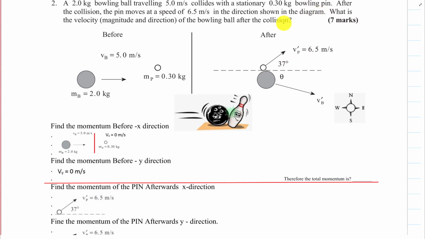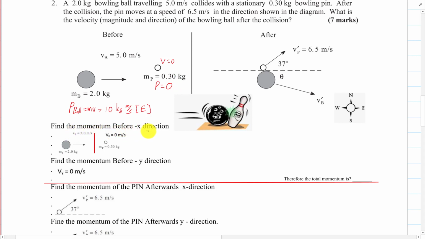What is the velocity, which is magnitude and direction, of the bowling ball after the collision? So this is a collision, boom, conservation of momentum. Let's work on it. So it's coming in at 5, mass is there. So the momentum in the x direction beforehand: this guy has a velocity and a mass. Its momentum of the ball is mv, which is going to be 10 kilogram meters per second east. Here's the pin, and its velocity is 0, so its momentum is 0.